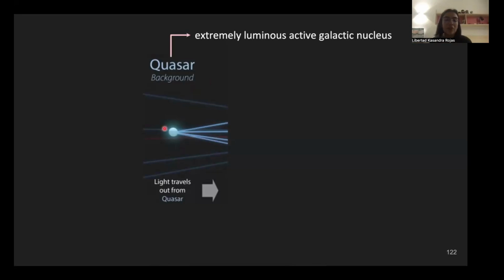Okay, so it's just a very bright source of light. And generally, there's nothing in between that quasar and us. So from Earth, light is just going to travel directly through it. So light is going to go from the quasar to Earth.